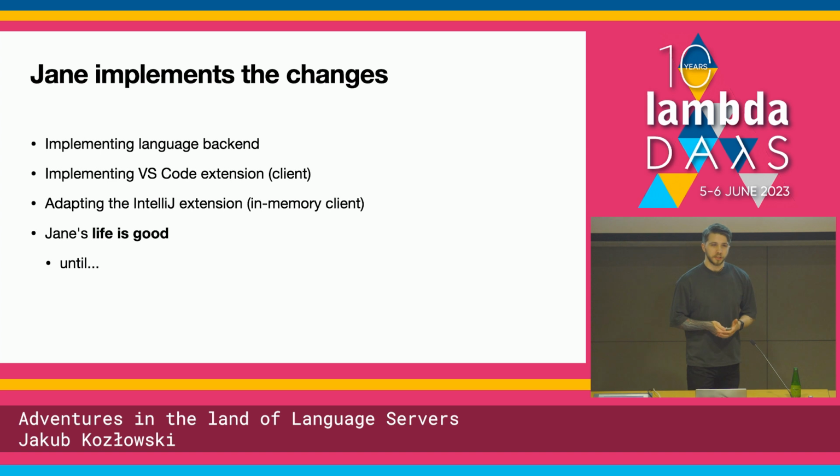So Jane implements the changes because she had an IntelliJ plugin. Now she's going to move all the language features to the language backend, implement a VS Code extension which will use a client to proxy to that backend, and she will adapt the IntelliJ extension to also use that backend, but internally. That actually doesn't need a server. It can all happen in memory because it's the same runtime, the JVM. And Jane's life is good.